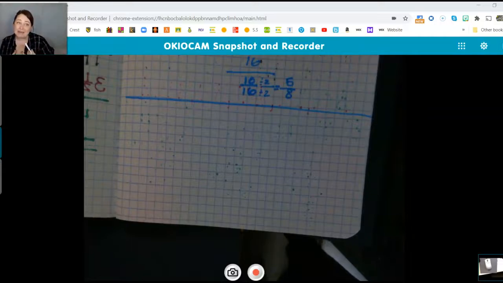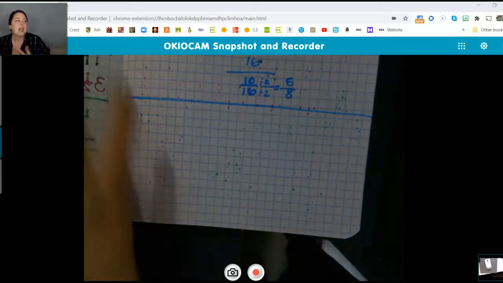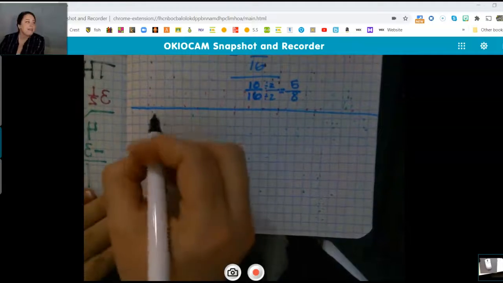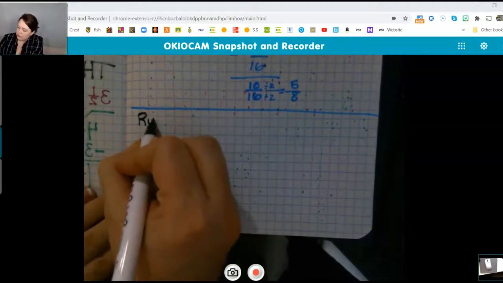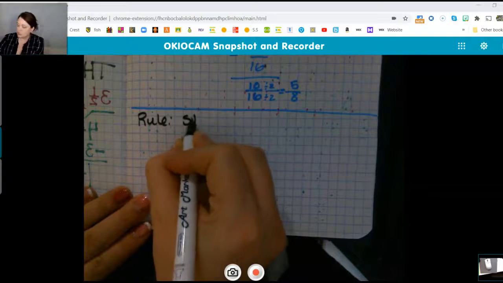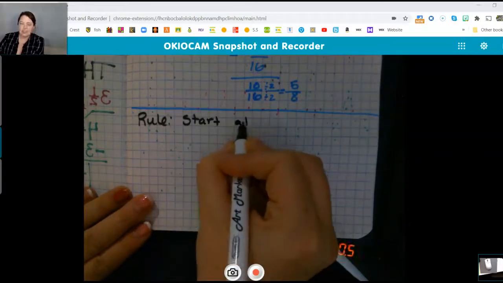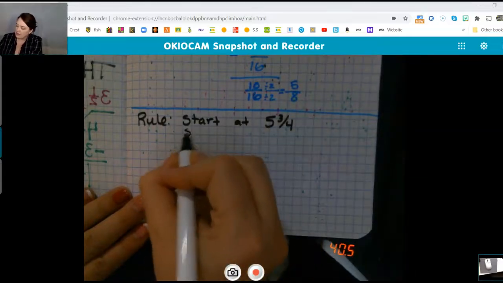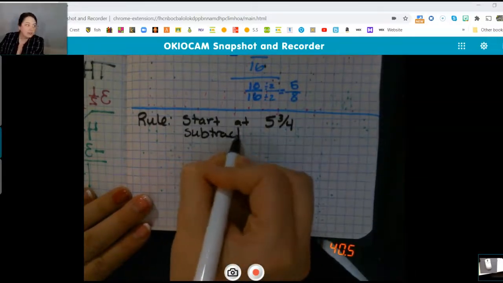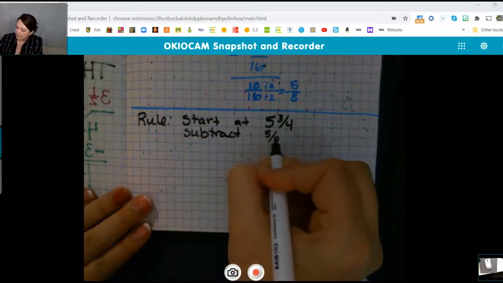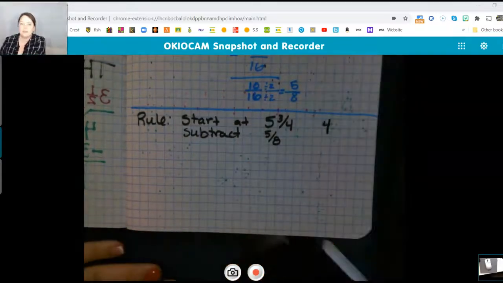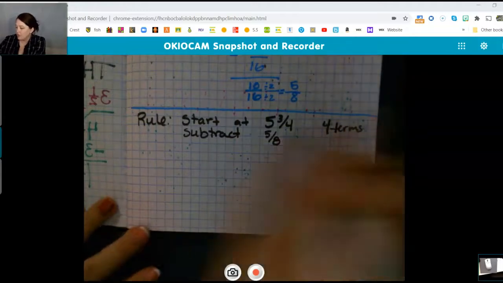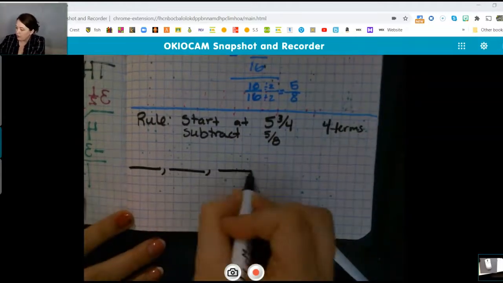And so sometimes they give you the rule and tell you to apply it. You don't have to figure out the rule. They give you the rule, but then you have to continue. And so what does that one look like? I'm going to just do number 5. And it says the rule is start at 5 3/4, subtract 5/8. And you need the 4 terms. So 1, 2, 3, 4.